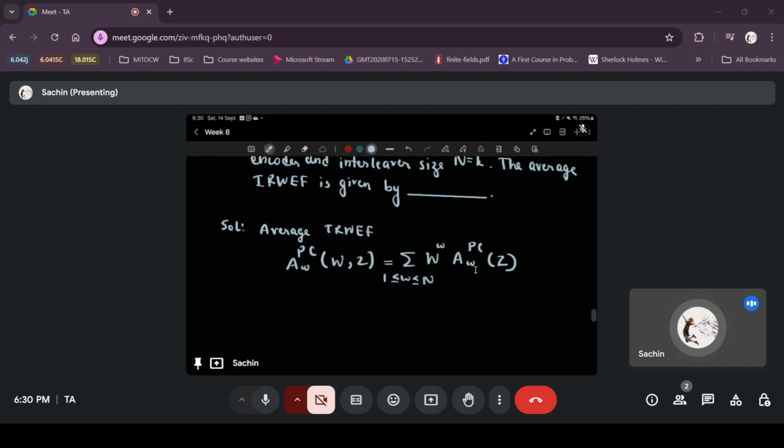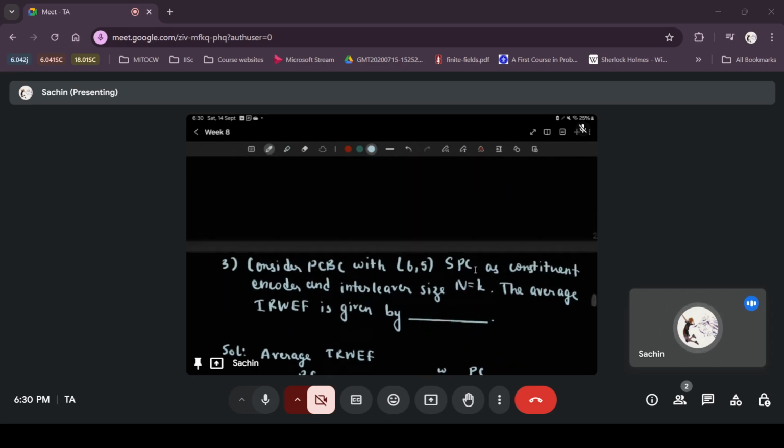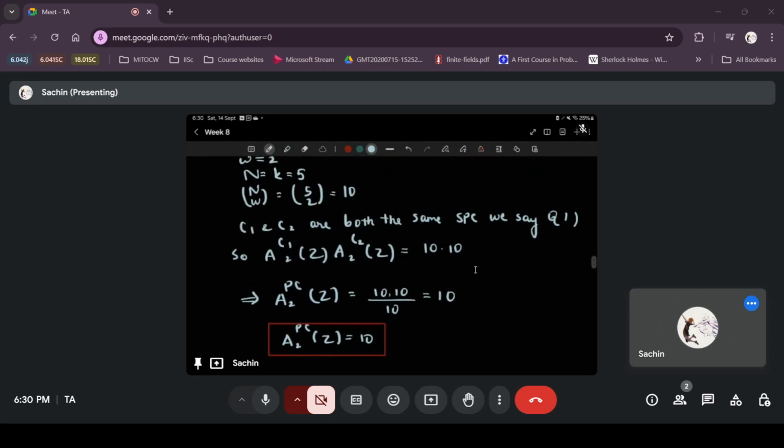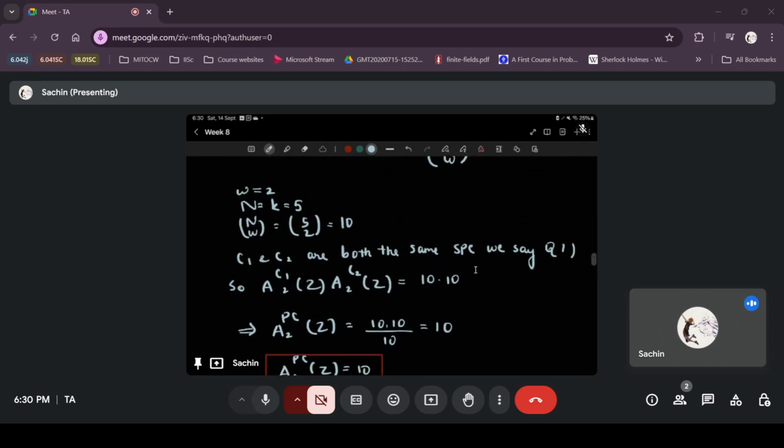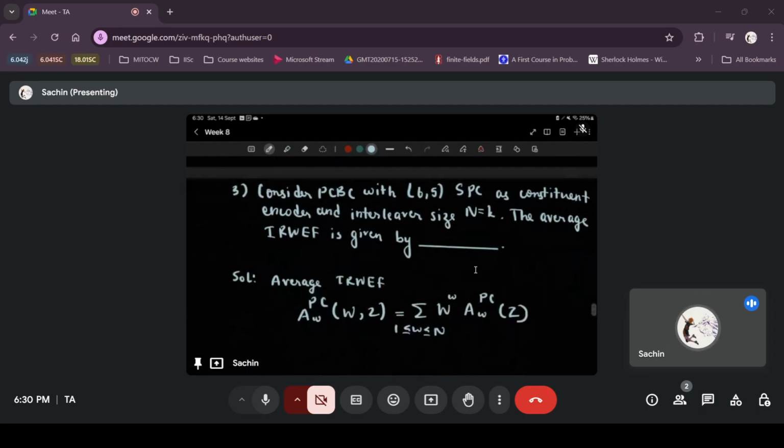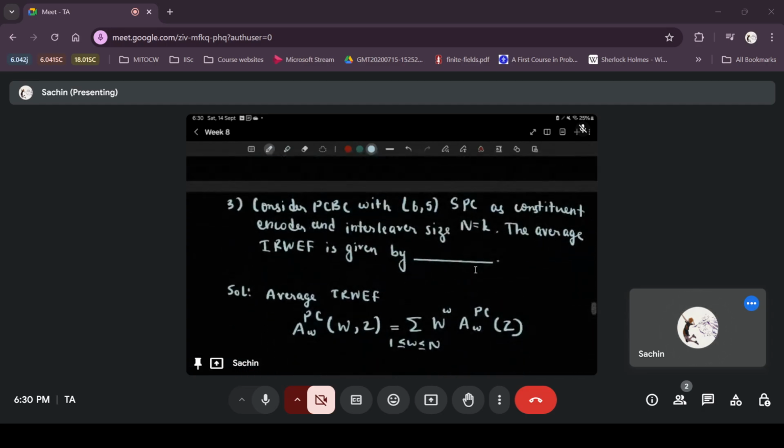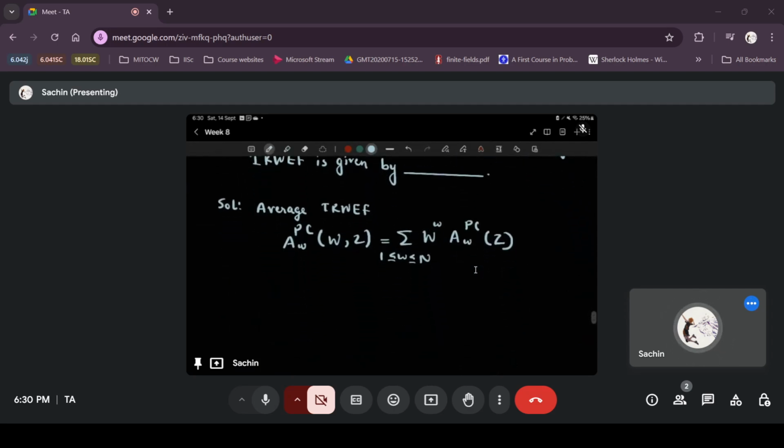So we have the sum of powers of W multiplied by the average CWF. We saw the formula for the average CWF in the previous question. We'll have to do that for each of the weights, W varying from 1 to K. Here K is 5, so from 1 to 5, you'll have all the terms. I taught you how to do that in the previous question, so you can carry out the operations yourself.